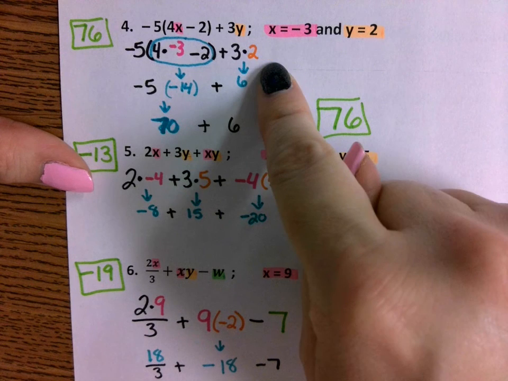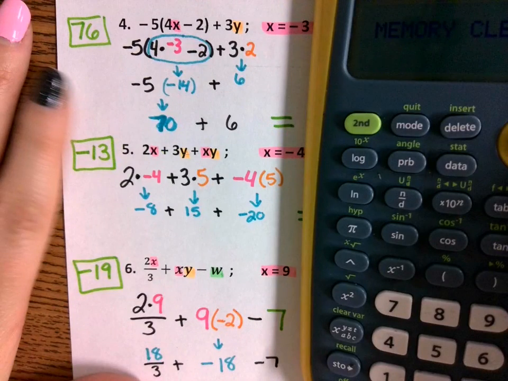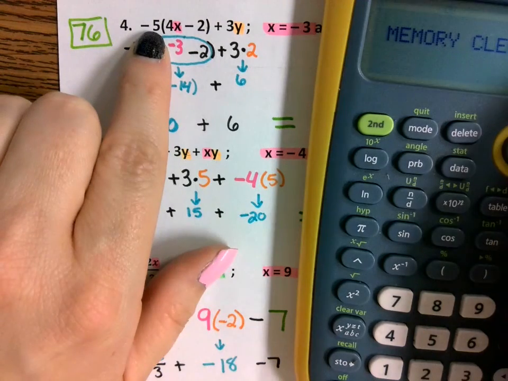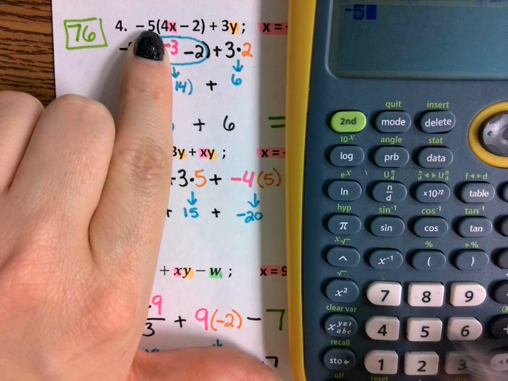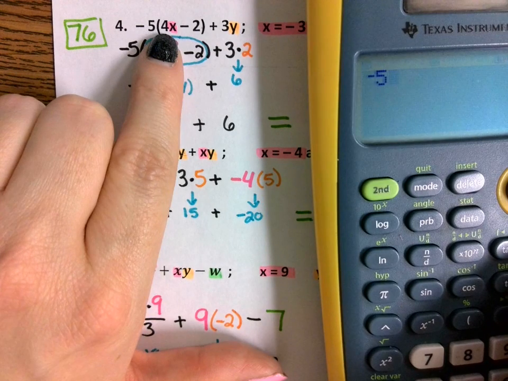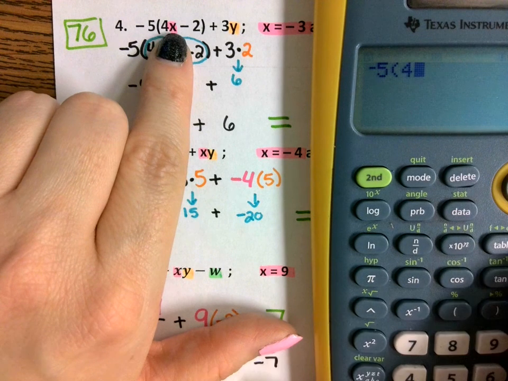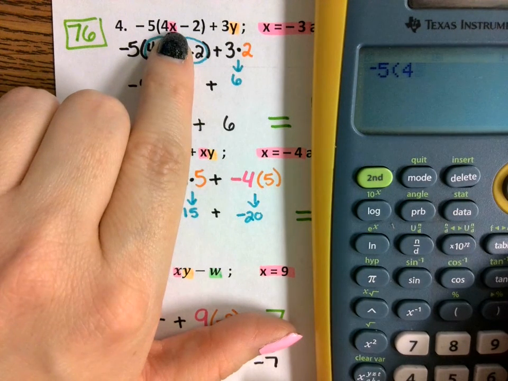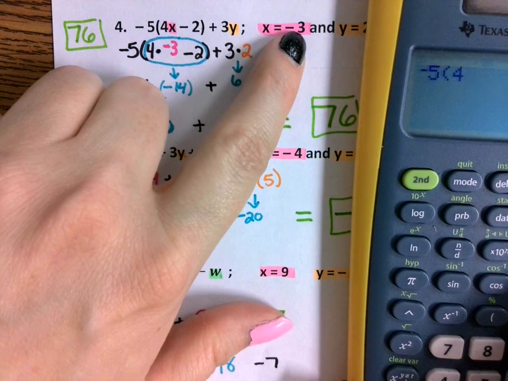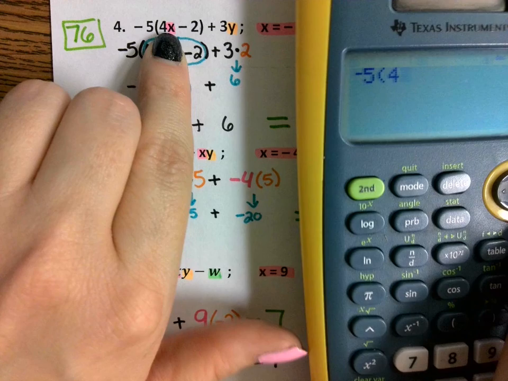All you have to do is type that into your calculator. It says -5. So I'm going to type -5. It's got a parentheses, so I'm going to put a parentheses. It's got a 4. I'm going to put a 4. It's got an x, but I can't put an x. So what am I going to put? What is x? -3. Am I going to put 4 and then a -3? No, I'm going to put 4 times -3.